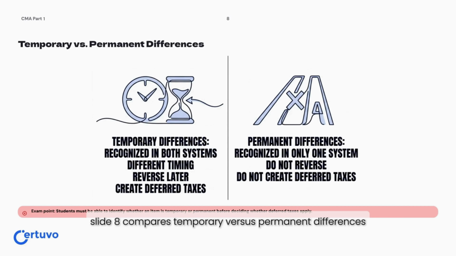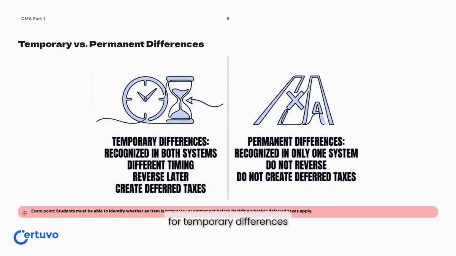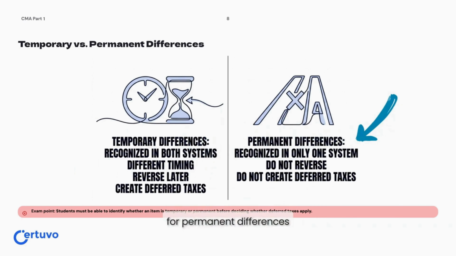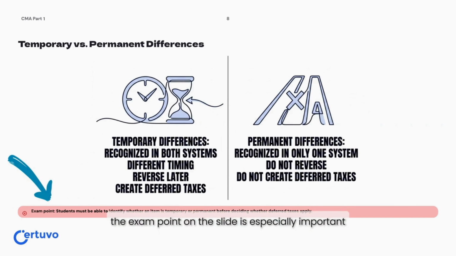Let's move to Slide 8. Slide 8 compares temporary versus permanent differences. For temporary differences, the slide emphasizes that the item is recognized in both systems, but with different timing. It reverses later, and it can create deferred tax assets or deferred tax liabilities. For permanent differences, the item is recognized in only one system, or it never reverses. Because it does not reverse, it does not create deferred taxes. The exam point on the slide is especially important. Students must be able to identify whether an item is temporary or permanent before deciding whether deferred taxes apply.